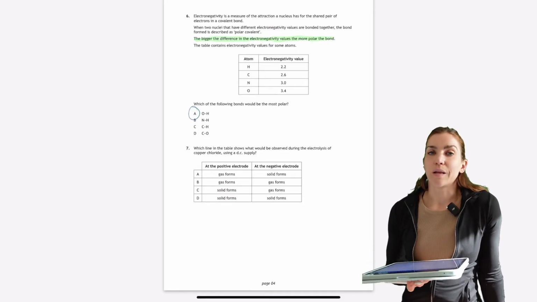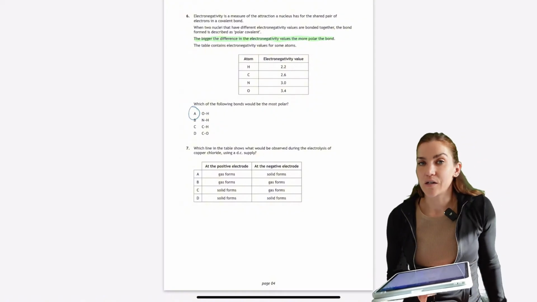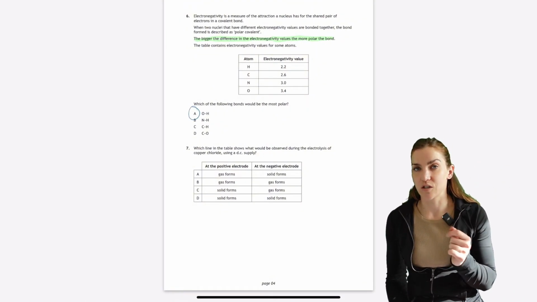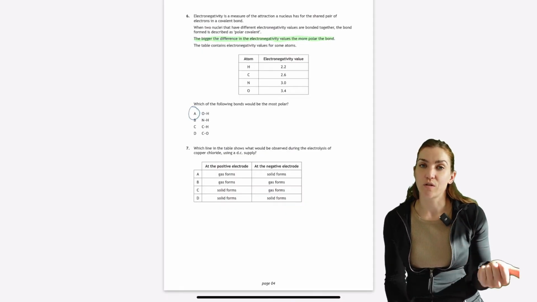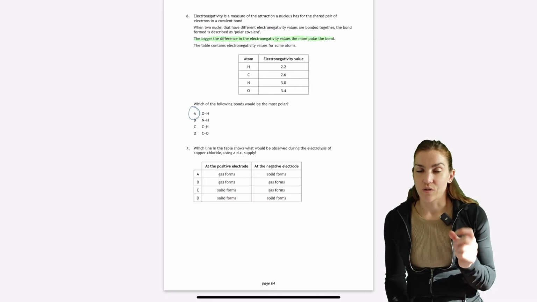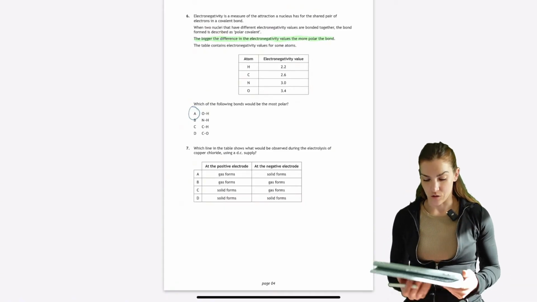Question 7, which line in the table shows what would be observed during the electrolysis of copper chloride using a DC supply? A DC supply is a direct current. That means that the electricity or electrons only flow in one direction, and that allows you to create a positive electrode and a negative electrode, so 2 oppositely charged electrodes. That then allows for separation of your ions.